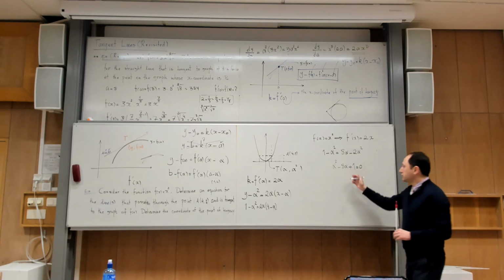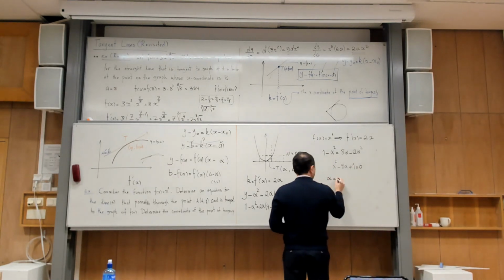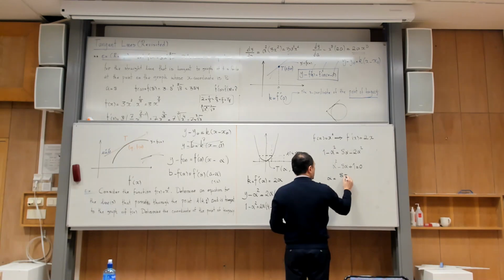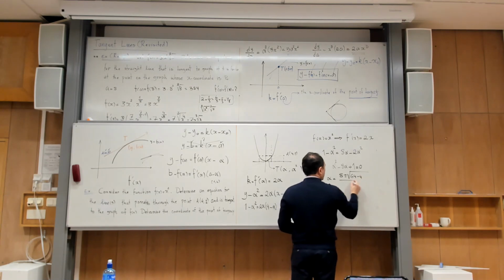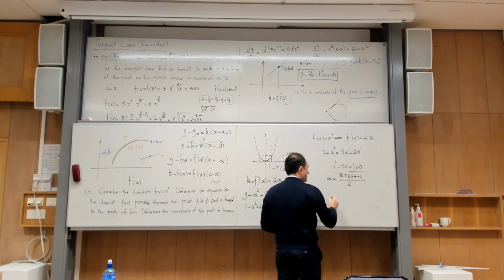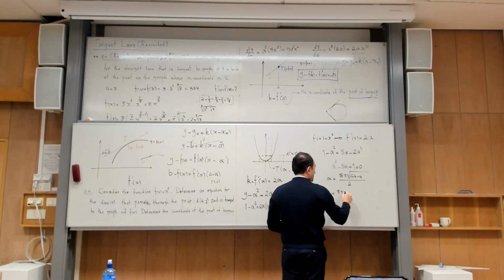I have to solve this one. So alpha becomes minus b, which is 8, plus or minus delta. Here is 8 squared, 64, minus 4. Of course, the numbers are very bad here. So 2. This becomes 8 plus or minus the square root of 60 divided by 2.